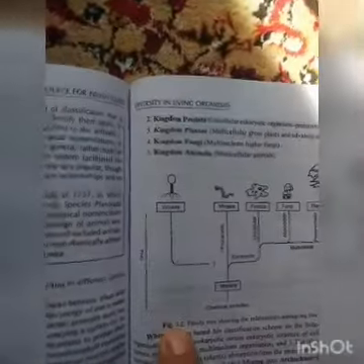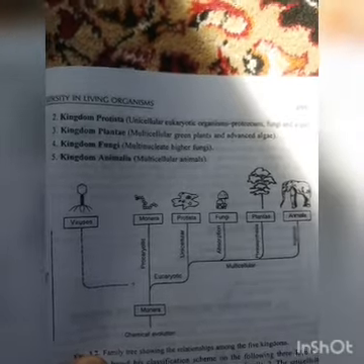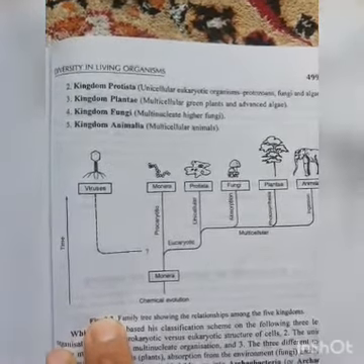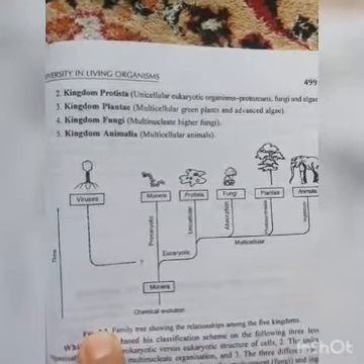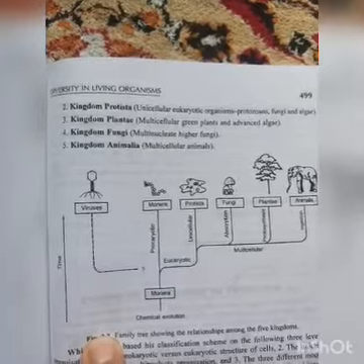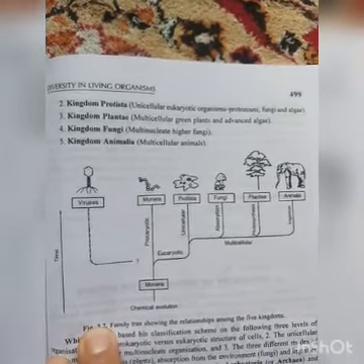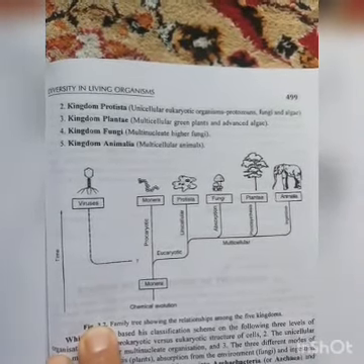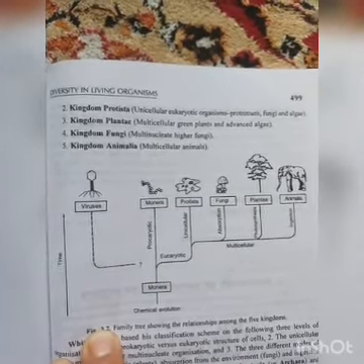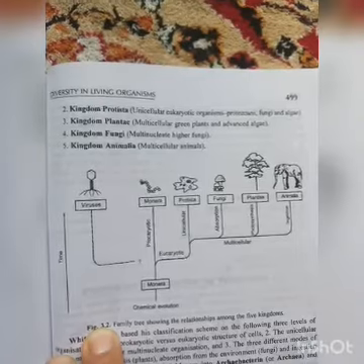Second is the kingdom Protista. Kingdom Protista involves unicellular eukaryotic organisms. Unicellular means those organisms which are made up of one cell. Eukaryotic means those organisms which possess a eukaryotic cell, and a eukaryotic cell is that cell which has well developed cell organelles like nucleus, mitochondria, endoplasmic reticulum, and others. So protozoa, fungi, and algae are included in this kingdom Protista.